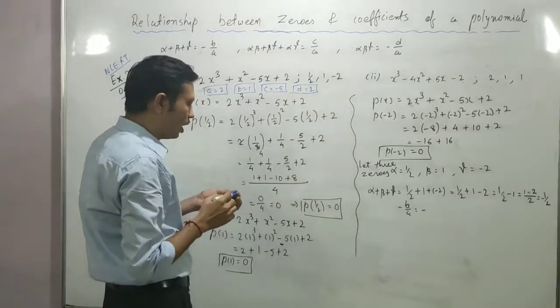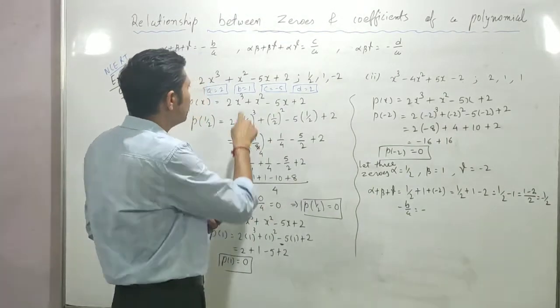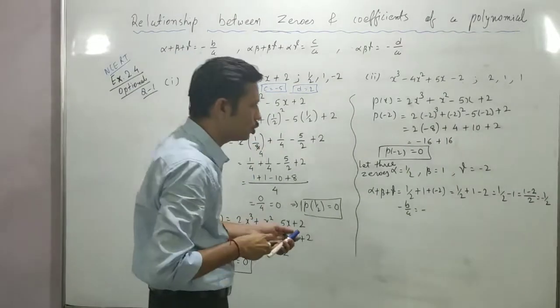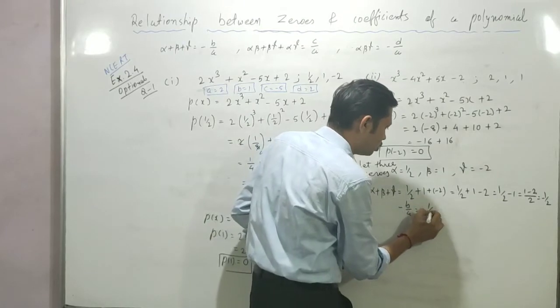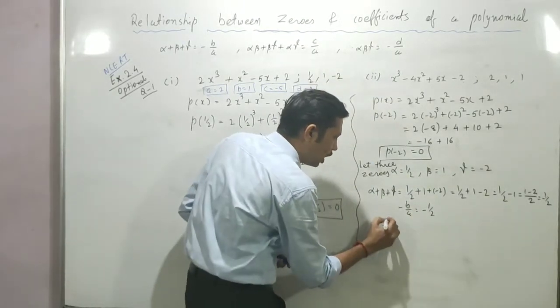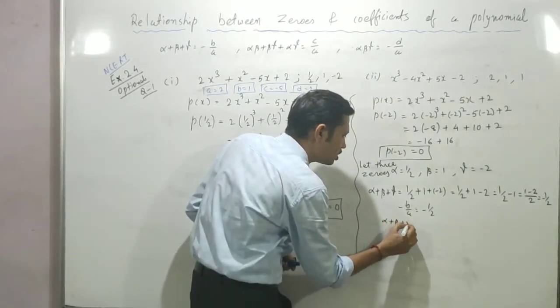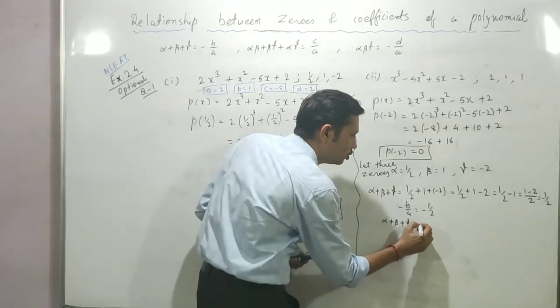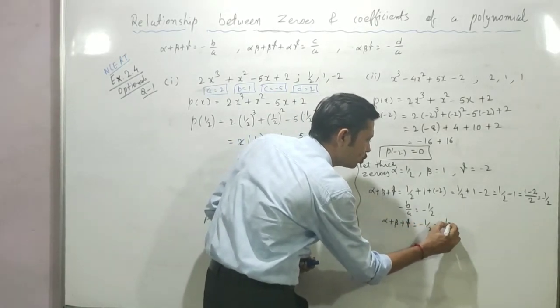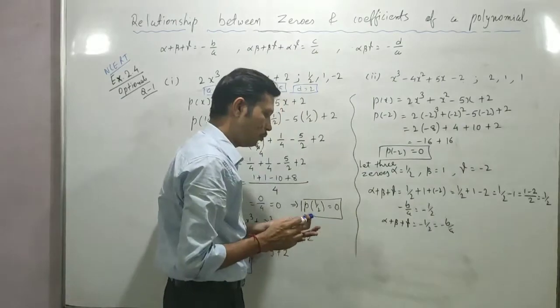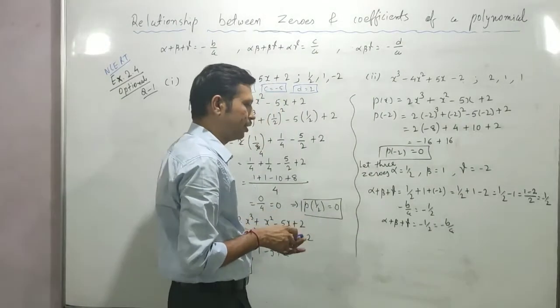So now you can see here minus b by a. The b value is 1, the a value is 2. So it's minus 1 by 2. Both the answers are the same. So alpha plus beta plus gamma is equal to minus 1 by 2, and that is equal to minus b by a. So the first relation is verified.